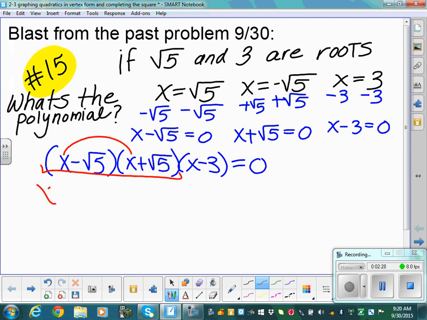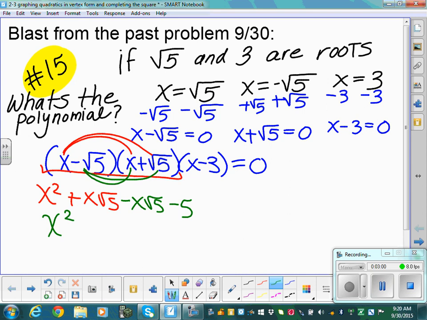x times x is x squared. x times the square root of 5 is positive x square root of 5. And then we have negative square root of 5 times x. So that will be negative x square root of 5. And then negative, this is where it's tricky kind of, negative square root of 5 times positive square root of 5. So you got the square root of 25, and that is 5. So it's minus 5. Now combine like terms, so we'll have x squared. Look, our middle terms cancel out. So we have x squared minus 5.